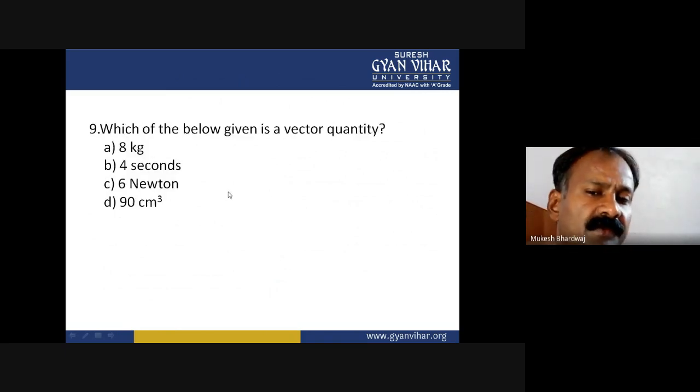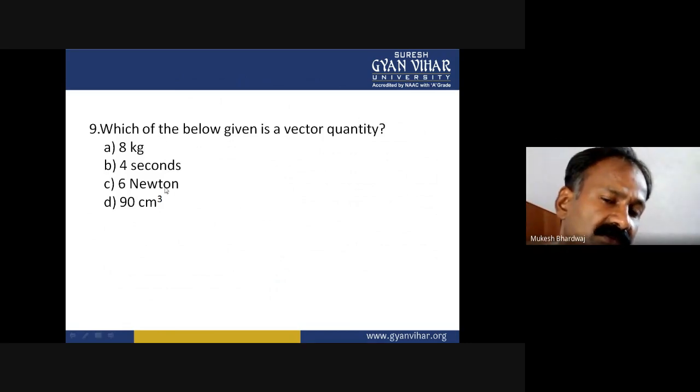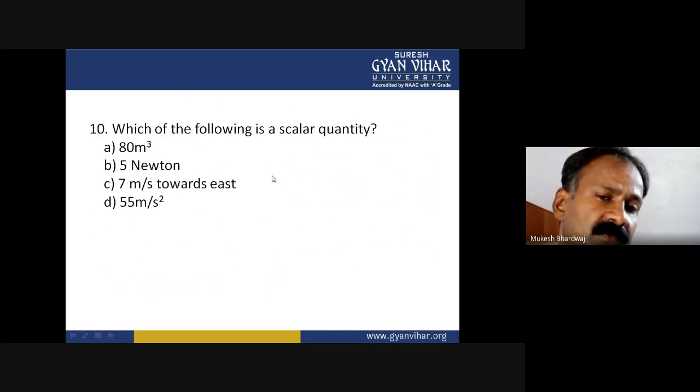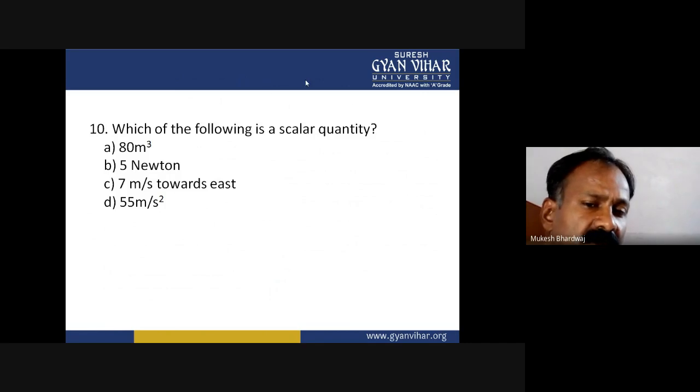Which of the following given below is a vector quantity? 8 kg, 4 seconds, 6 Newton, 90 centimeter. 6 Newton is a vector quantity because it is associated with force and force is a vector quantity. Which of the following is a scalar quantity? 80 meter cube, 5 newtons, 7 meter per second and 55 meter per second square. So 80 meter cube is the scalar quantity.